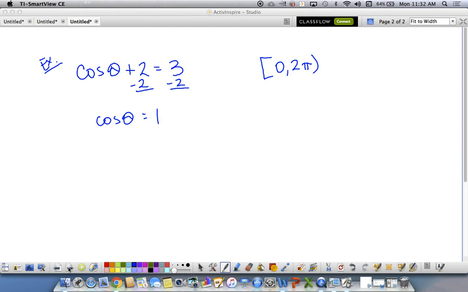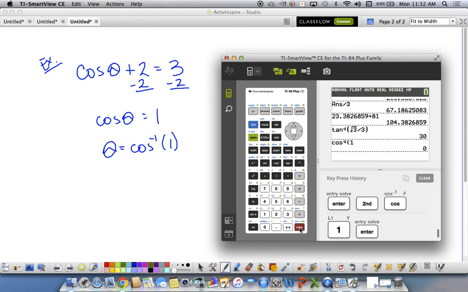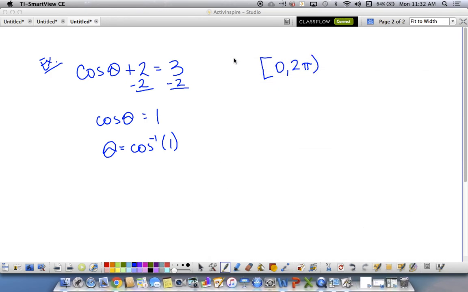Where does cosine theta equal 1? I can say theta equals cosine negative 1 of 1. So if you want to pull up your calculator, it's second cosine of 1. And it gives me 0 degrees. Okay, where is that in radians? 0 radians. That one wasn't too hard. This one did not end in a triangle.